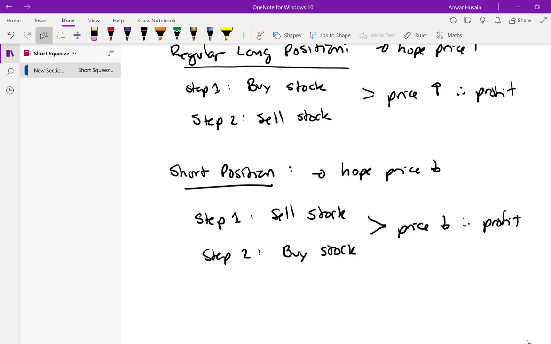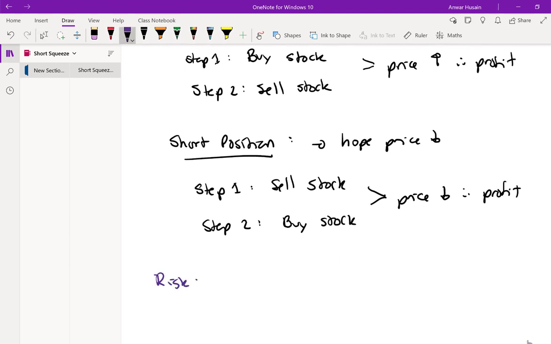Okay, now there's a lot of mechanics to this as well, and I won't go into details, but what's the risk associated with this? First of all, the risk is that it goes in the opposite direction, and as a result of that, you may end up buying the stock back at a higher price, and it's potentially unlimited. So for example, if I sold a stock at $10 and I think it's going to go down and the stock goes up to $1 million, I have to actually go buy the stock for $1 million. So I lost $1 million minus the $10 sale price. Unlike a traditional buy, where the most you can lose is whatever you put in.